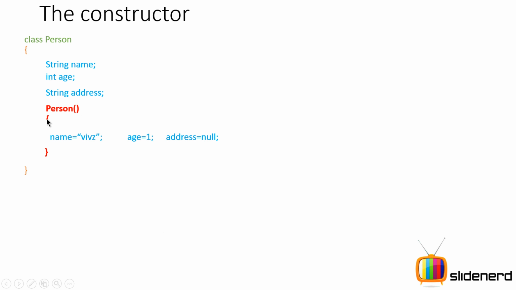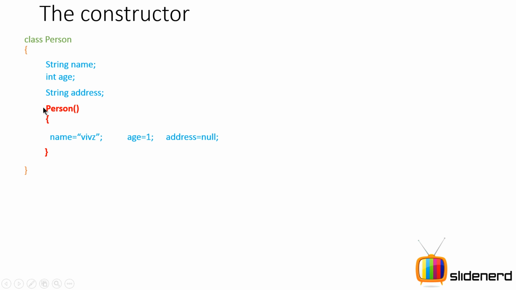Now notice very carefully, this looks just like a method. It has a name which is the same as the class name. There is a parenthesis, there is an opening brace, closing brace, but no return type, nothing like void or int or anything. And you cannot have return statements inside this special type of method that we have just made. So inside this I simply say name is Vivs, age is 1, address is null. I can give whatever values I want inside this constructor, which is my version of the default constructor. Remember, even if you don't define this default constructor, Java is still going to create a default constructor for that class, and that will give default values.